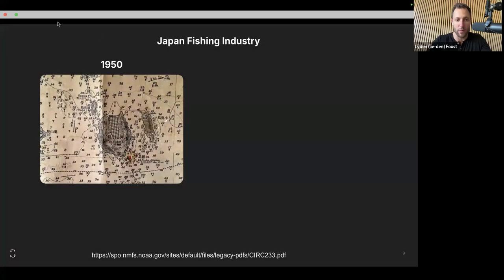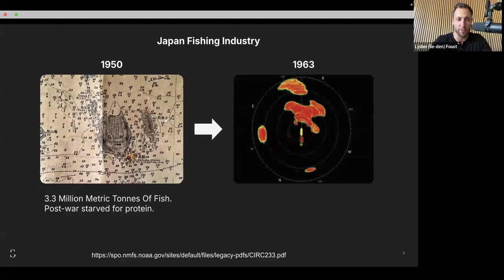In the 1950s, they were using maps that looked like this, and they harvested 3.3 million metric tons of fish in Japan that year. They had a problem because their supply chain had been crushed by World War II and they were starved for protein. By the time the Furuno Fish Finder was fully adopted in 1963, they doubled that to 6.7 million metric tons, captured as 2.3% of national GDP, and it solved a huge protein problem for the country.